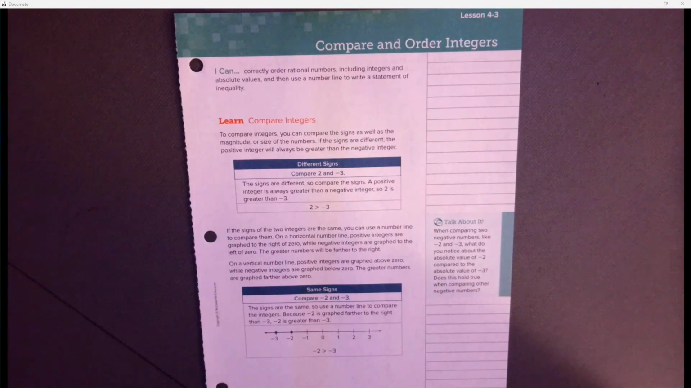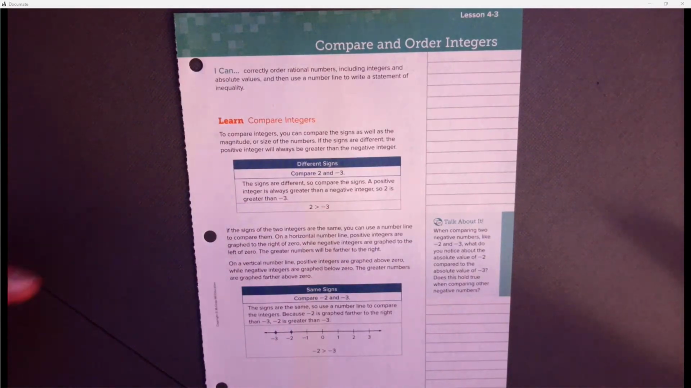Today we're going to cover lesson 4.3, compare and order integers. This begins on page 213 in your Tennessee Reveal math book. The I can statement states: I can correctly order rational numbers, including integers and absolute values, and then use a number line to write a statement of inequality.